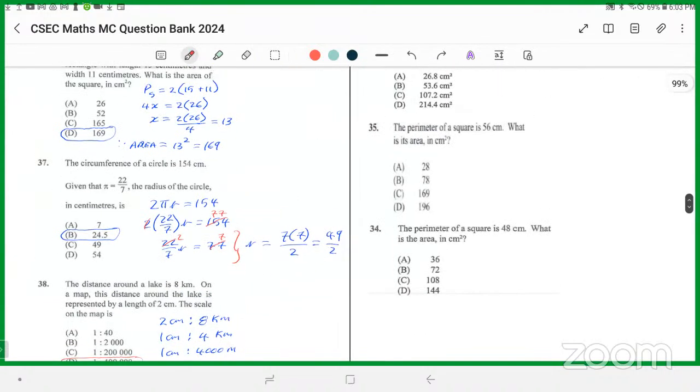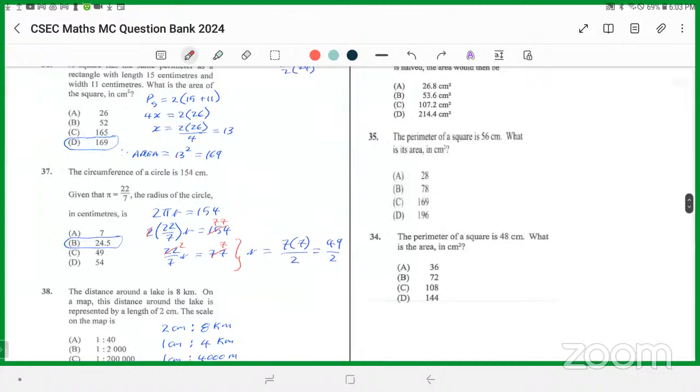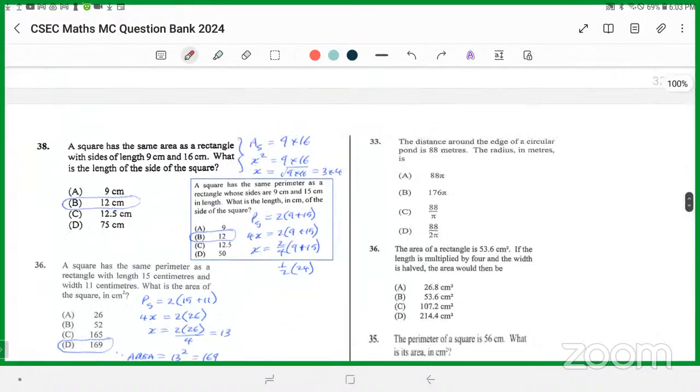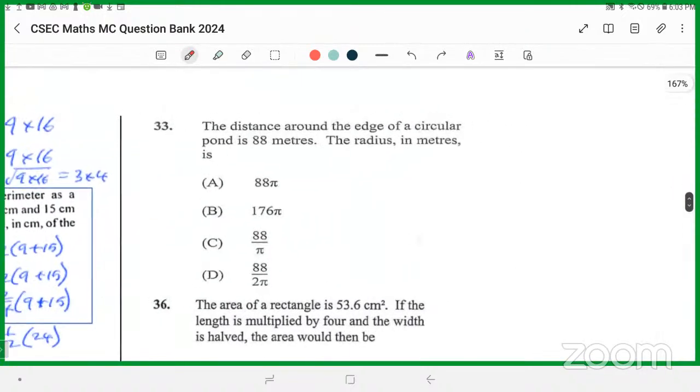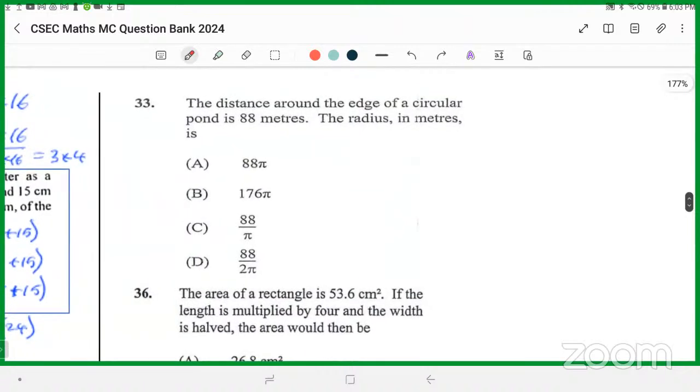We're going to finish the measurements and then take a break, right? We'll start the statistics. But I think it's a good amount of measurements that we have. This one says the distance around the edge of a circular pond is 88. What is the radius? The distance around the circular pond is 2 pi r.